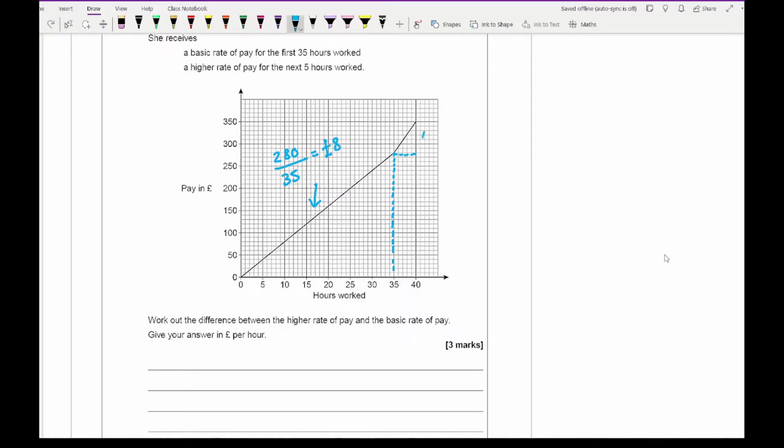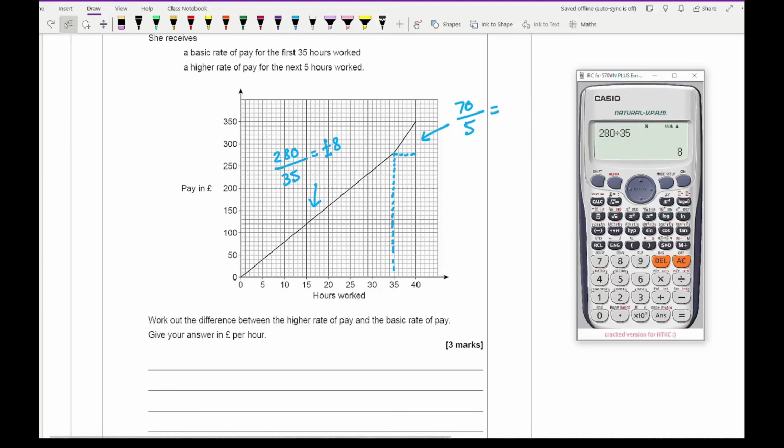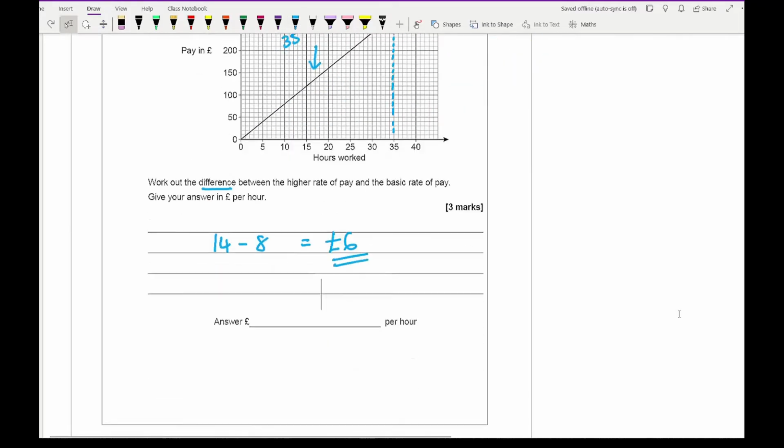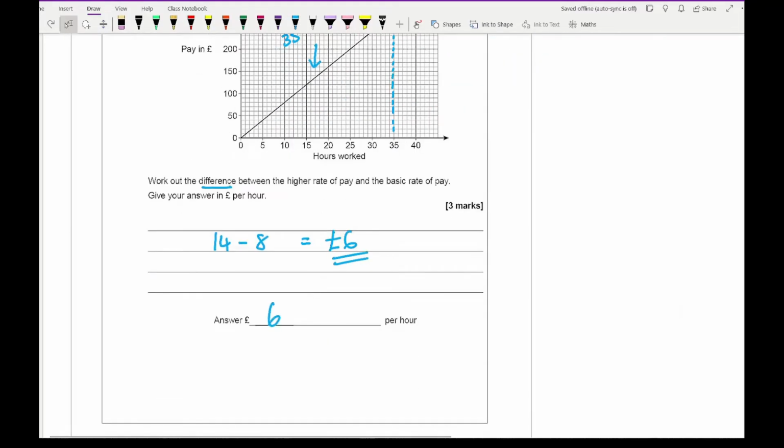Now for this area here, well, that's got a gap of 70 going up divided by 5, and 70 divided by 5 is 14, so that's going to be £14 per hour. And the question is asking us to work out the difference, so the difference therefore is going to be 14 take away 8, which is £6. So the difference in the pay is going to be £6. Let's just write that there.